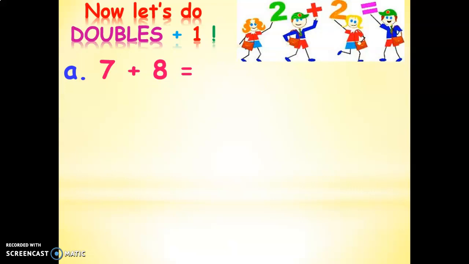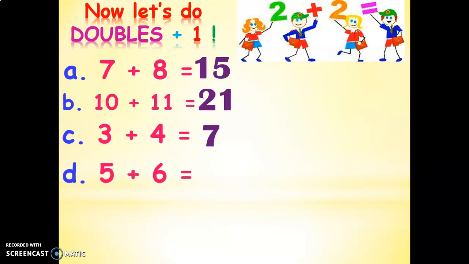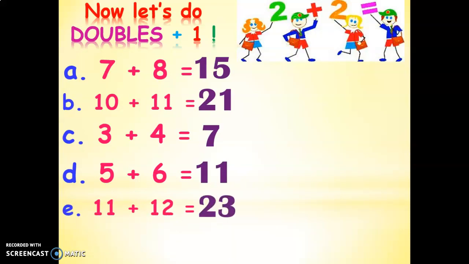So we have 7 plus 8. This is the same as saying 7 plus 7 and then add 1 more. The answer is 15. Next one, 10 plus 11. The answer is 21. For letter C, we have 3 plus 4. The answer is 7. For letter D, we have 5 plus 6 equals 11. For letter E, 11 plus 12 equals 23.